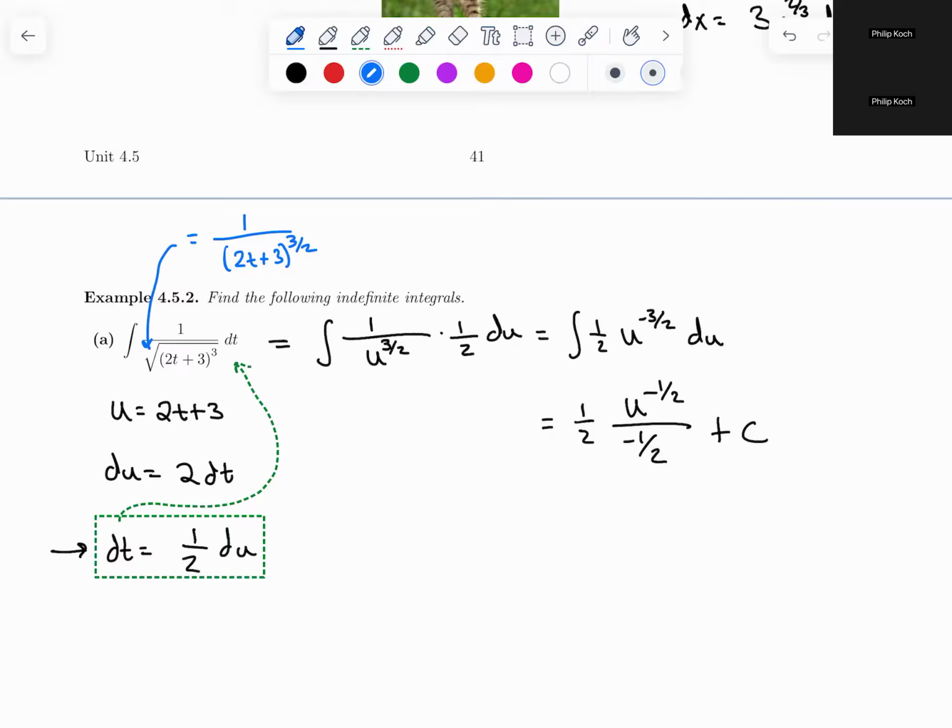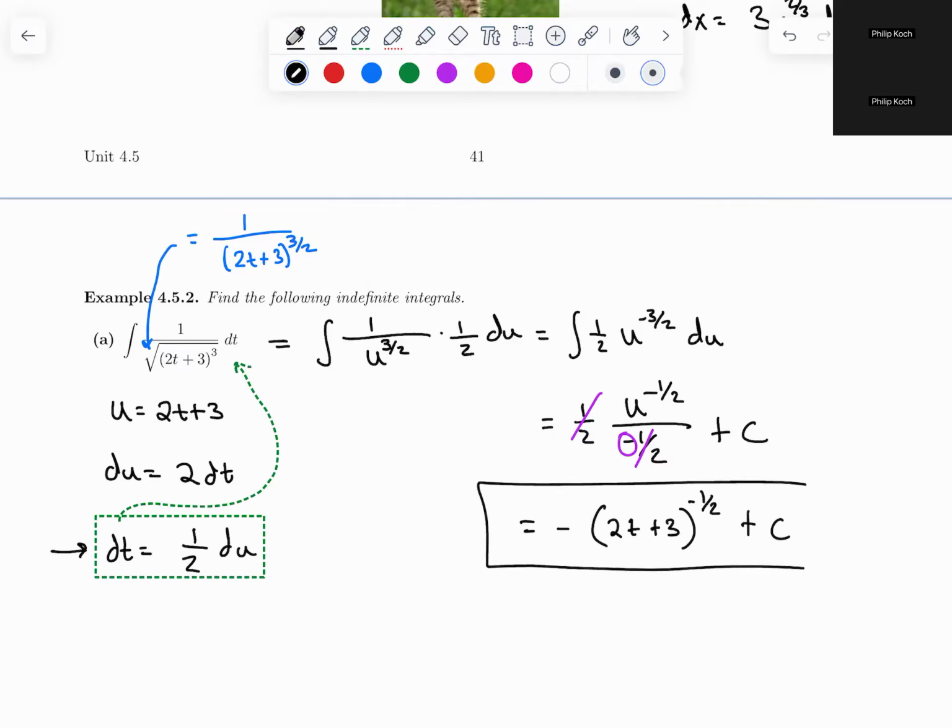So here, the 1/2 would cancel. We'd still have that negative sign, so we get negative u to the negative 1/2, where u is declared to be 2t plus 3, to the 1/2, plus a constant c. You could write it as negative 1 over the square root of 2t plus 3 if you really wanted to, but this is fine.